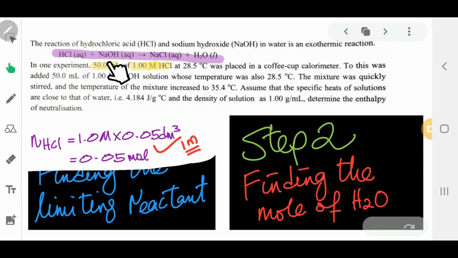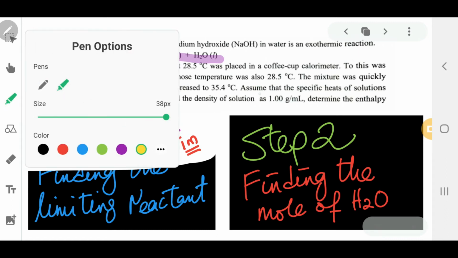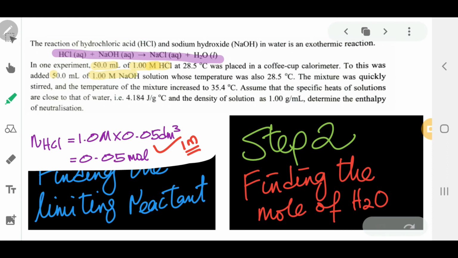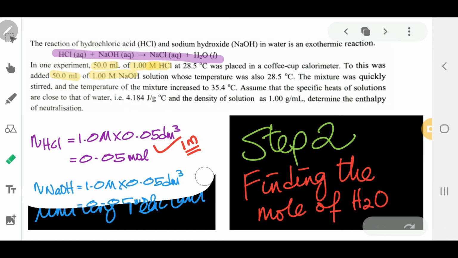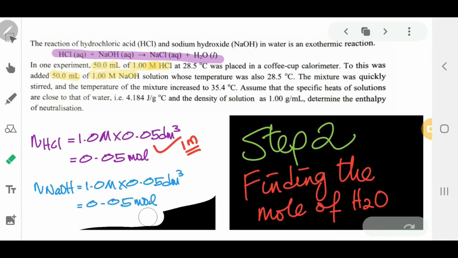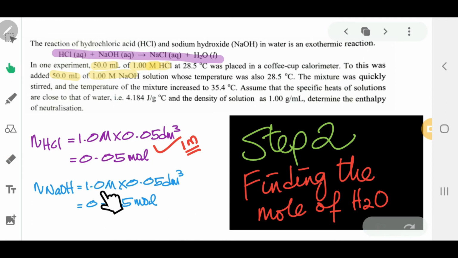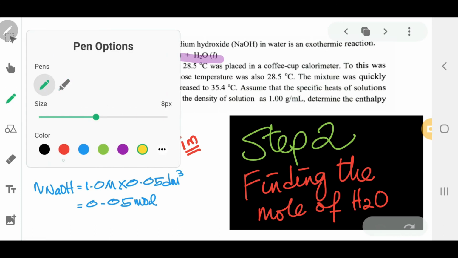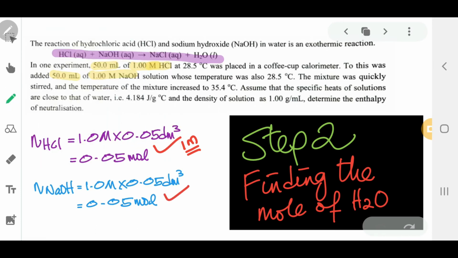And since this is neutralization, we have NaOH. So when you look at the information for sodium hydroxide, you have 1 molar of sodium hydroxide, the same volume as well. So you can see that over here, the sodium hydroxide will have the same number of mole as well. Okay, so you take the molarity times the volume that is given to you, you get 0.05 mole as well. So this is another 1 mark.